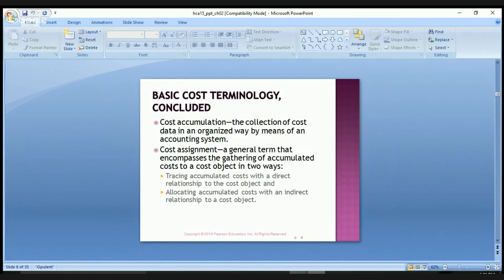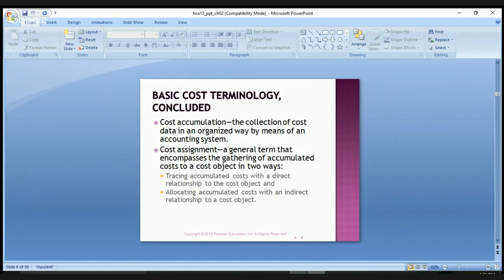Now, tracing is dealing with a direct relationship. So on the BMW car, it would be the cost of the steering wheel. It would be the cost of the tire. Anything that I can trace, that I can physically put back onto that vehicle. The hours of the person who builds the car, the assembly line worker.